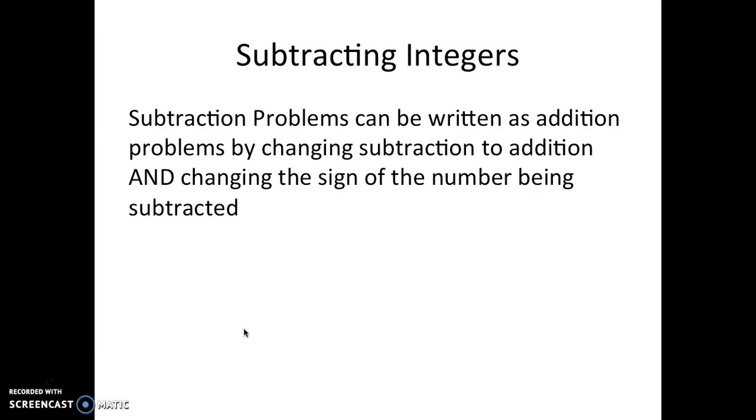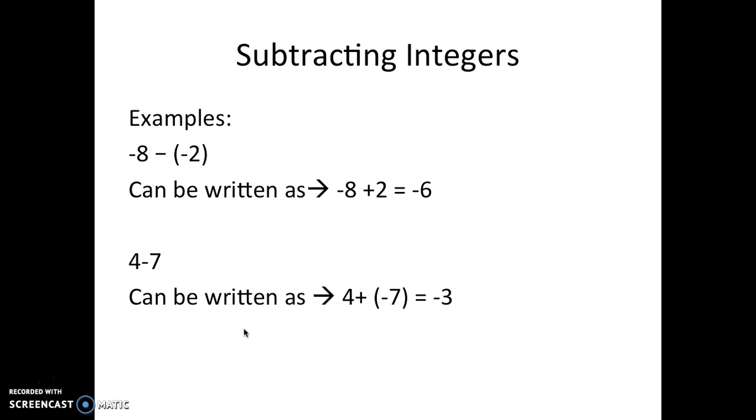On the top right portion of the foldable, you're going to write subtracting integers. On the inside, left side when you open it up, you're going to write down: subtraction problems can be written as addition problems by changing subtraction to addition and by changing the sign of the number being subtracted. So some examples that you're going to write on the flap on the right side is -8 minus -2. Well, we can write it as -8 plus, because we changed the sign, +2. So plus a positive.